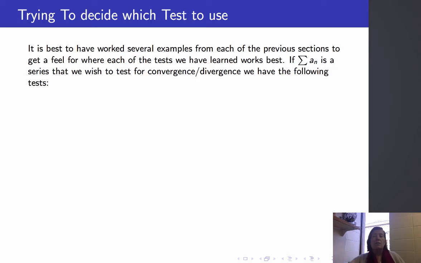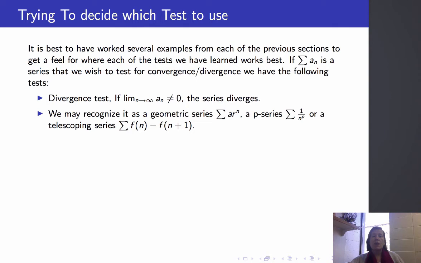So if we have a series and we want to test it for convergence or divergence, a good place to start is to calculate the limit as n goes to infinity of the nth term of the series. If this is not equal to 0, then we can immediately conclude that the series diverges. If it's equal to 0, then we have some work to do. We have no conclusion from the divergence test.